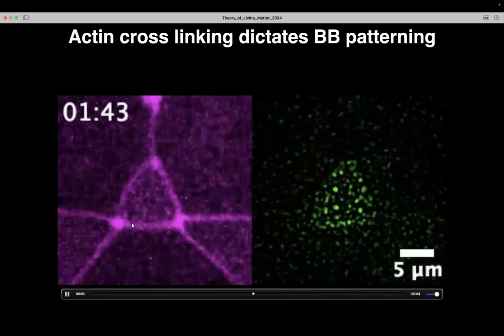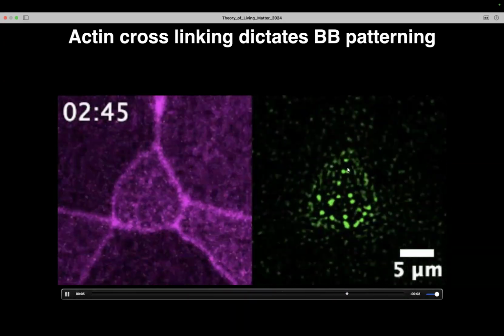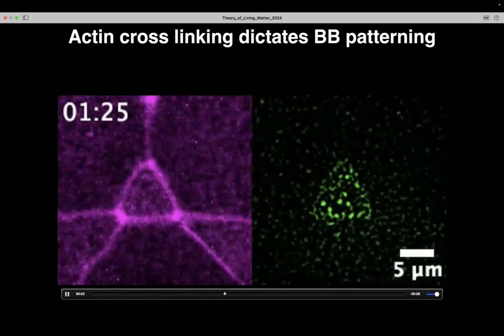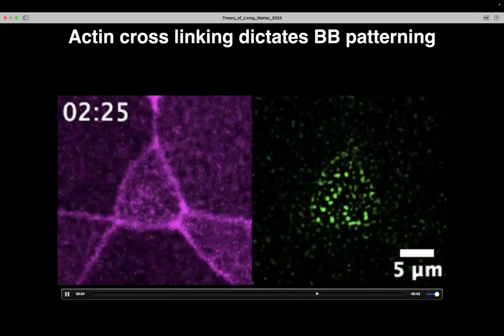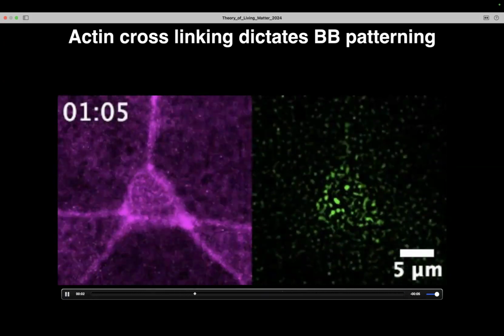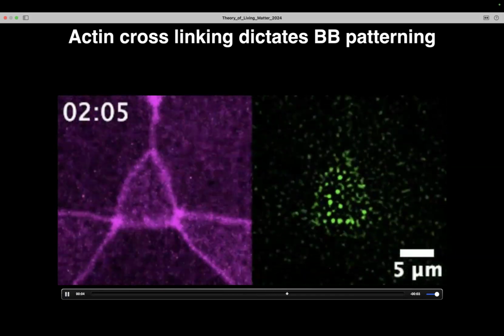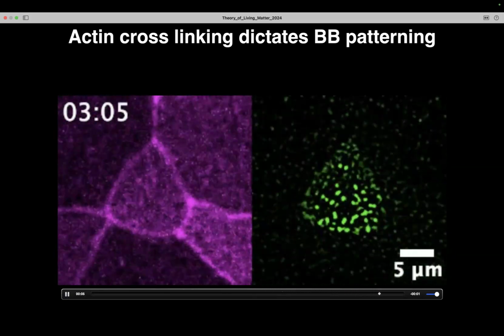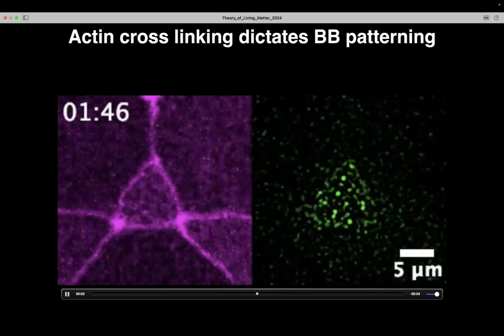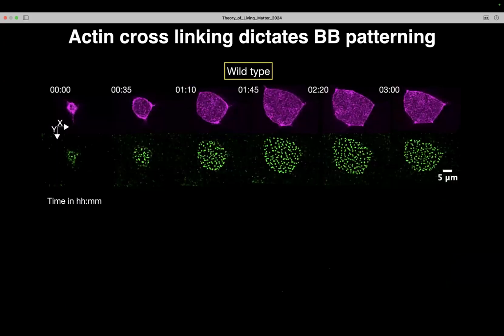On the left-hand side, we look at the signal of actin, and on the right-hand side, we look at the signal of basal bodies. What we see here is, first of all, that the expansion is much slower compared to the control situation. But what was very intriguing is that the basal bodies, instead of spreading and getting patterned within the apical domain, are actually getting clumped. This is very much in contrast to what we know from the control situation.